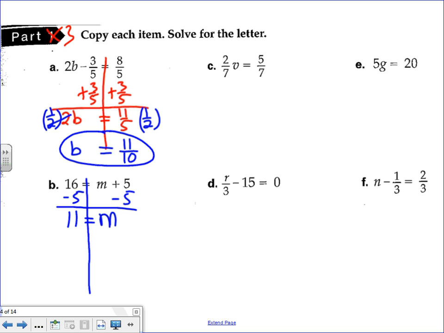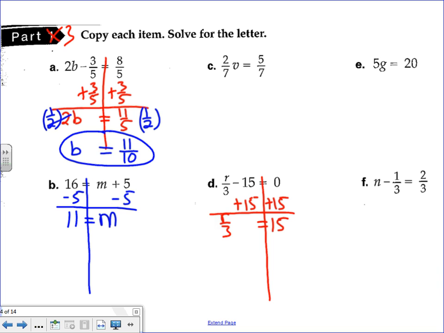We're going to take a look at letter D. Again, draw your line down the equal sign. The ones that are just numbers want to be alone on one side, and the ones that have the letter want to be alone on the other. So this 15 wants to be over with the 0. To move over to the other side, we have to do the opposite. Because it's minus 15, we have to add 15. So 0 plus 15 on the right gives us 15. And then on the left side, all that's left is r over 3.